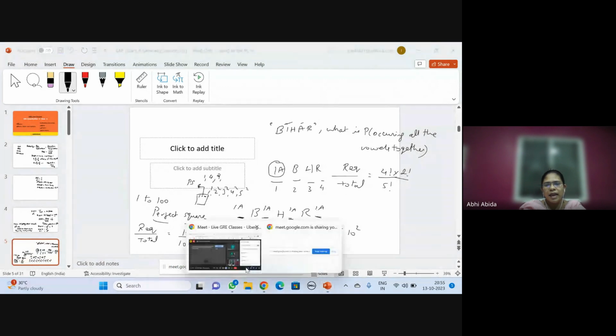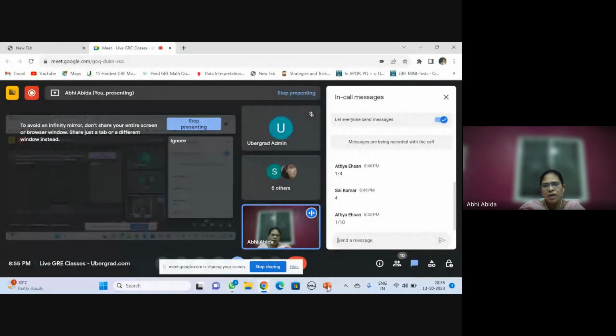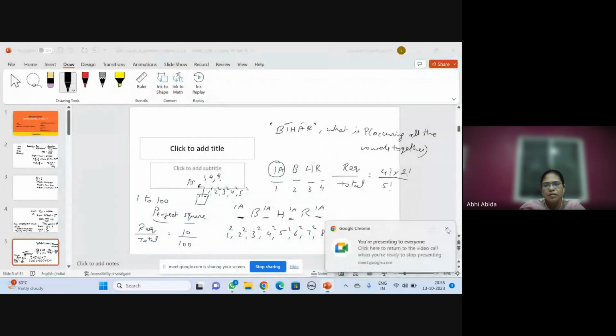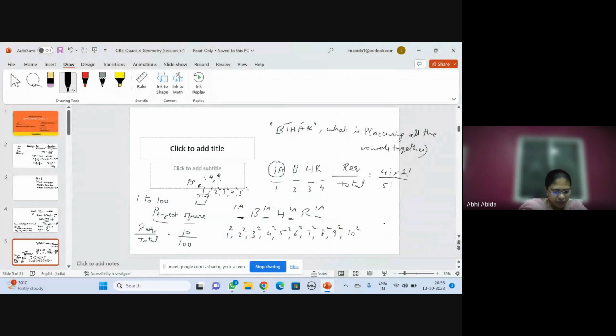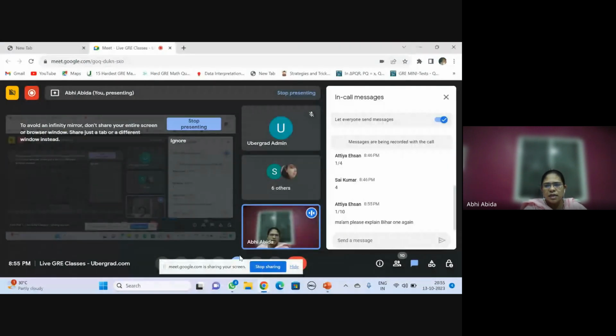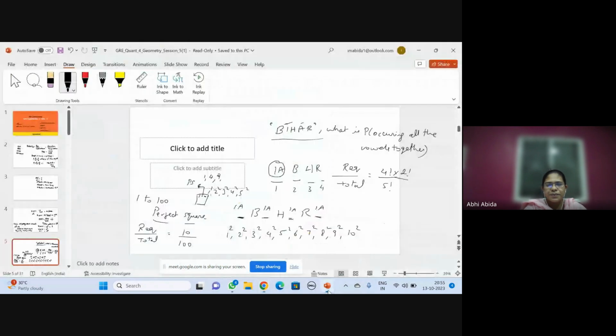Is there anything that I have to repeat or anything you are unable to understand? Then you can always put a message in the chat box. Is there anything that you have not understood in this Bihar concept? I mean the probability of letters concept, or anything regarding coins or numbers. You are always welcome to put your question here. So let me go through Bihar once again. Sure, I expected that someone would ask.